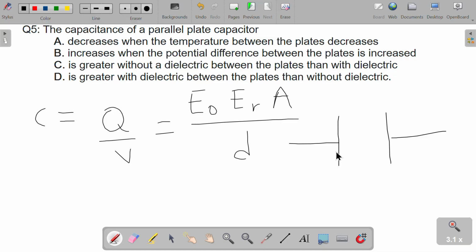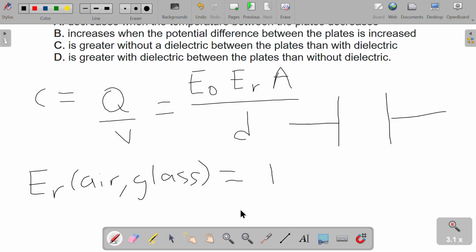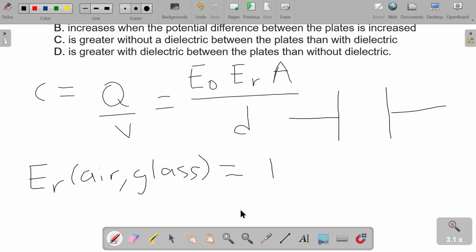And then C says it is greater without a dielectric between the plates than with a dielectric. Now without a dielectric, it means either it is in a vacuum or air. So now when it's in vacuum or air, the dielectric constant ER in air is always equal to 1 or near 1. So when it's without a dielectric, the ER is 1, which isn't greater considering option D, which we'll soon study.